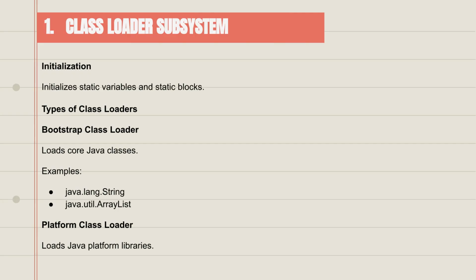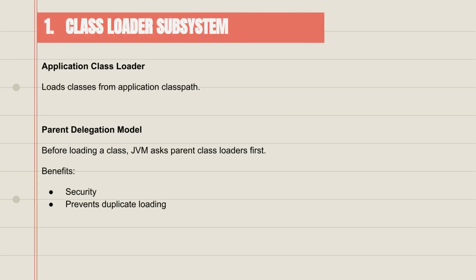Java uses different class loaders, such as the Bootstrap class loader for core classes and the Platform class loader for libraries. The Application class loader loads user-defined classes. These loaders follow a parent delegation model, which helps ensure security and prevents the duplicate loading of classes.